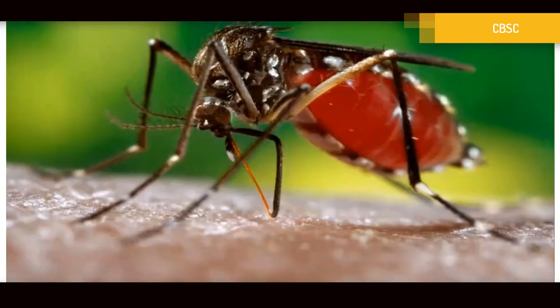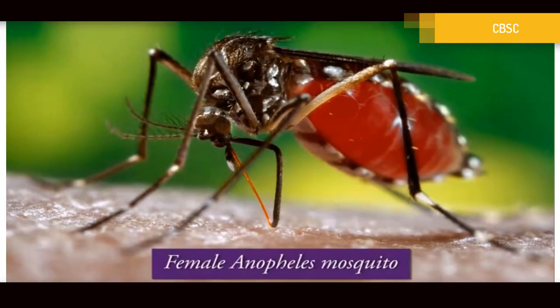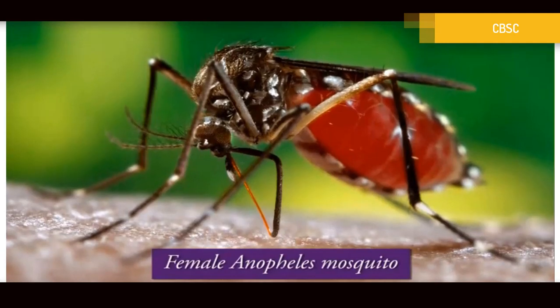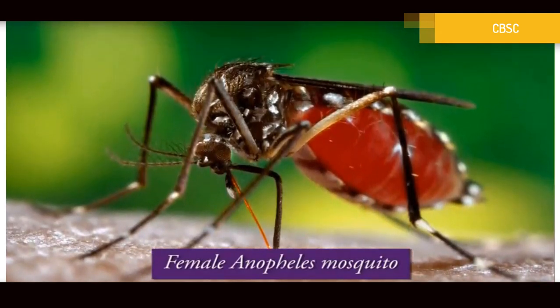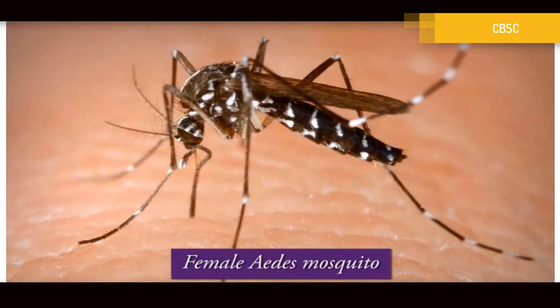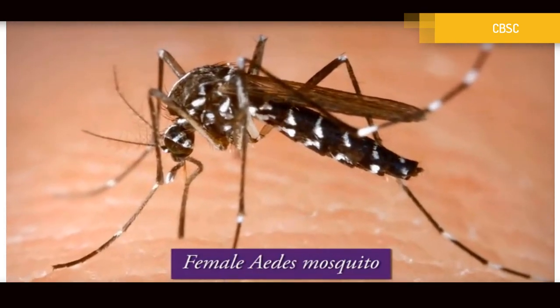Another example of a carrier is the female Anopheles mosquito, figure 2.8, which carries the parasite of malaria. Female Aedes mosquito acts as a carrier of dengue virus.